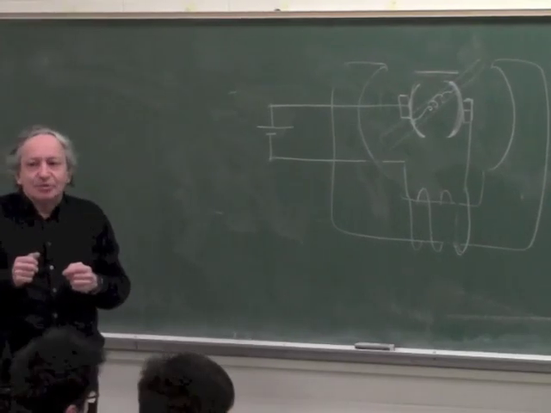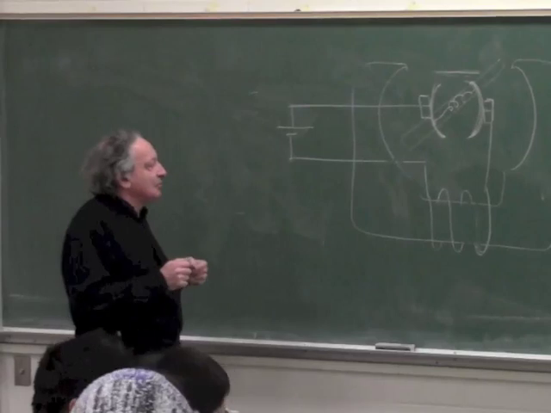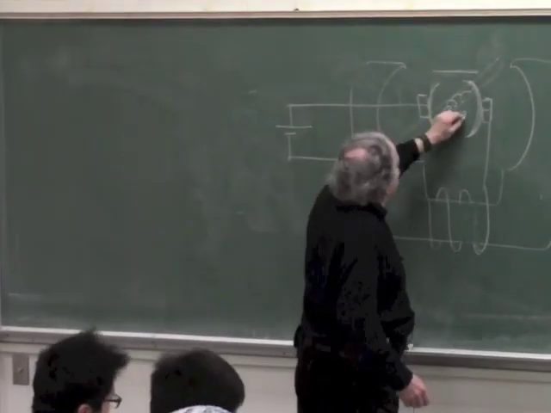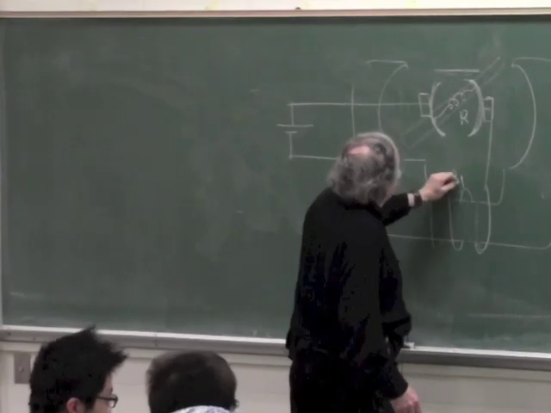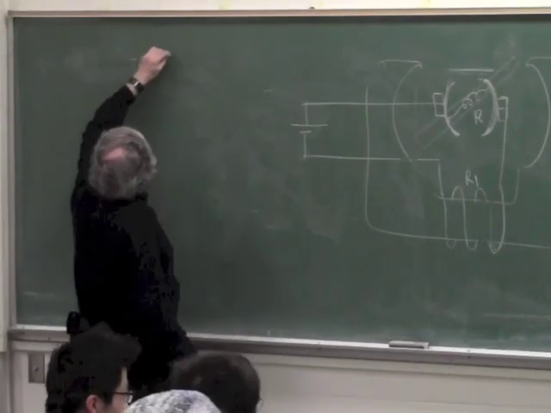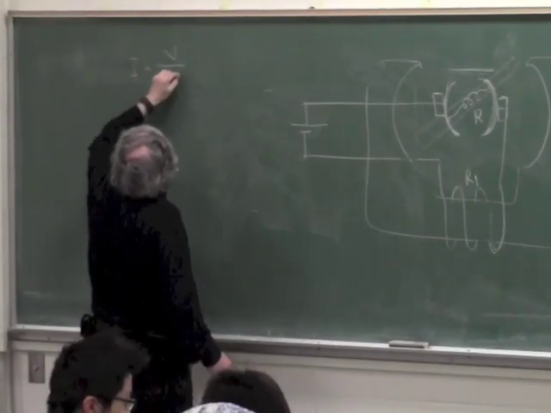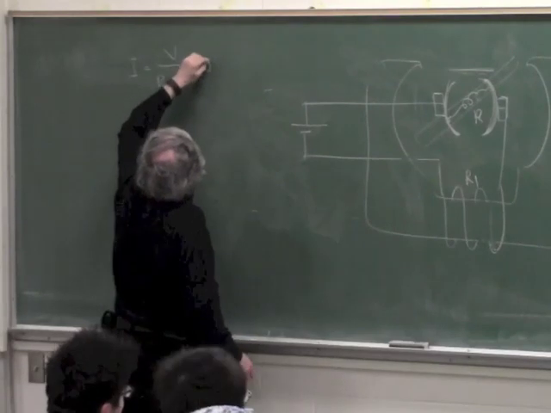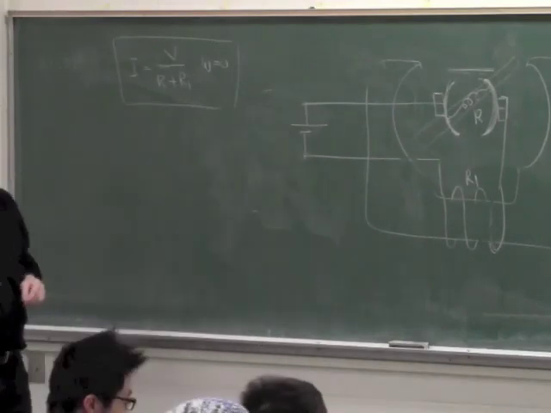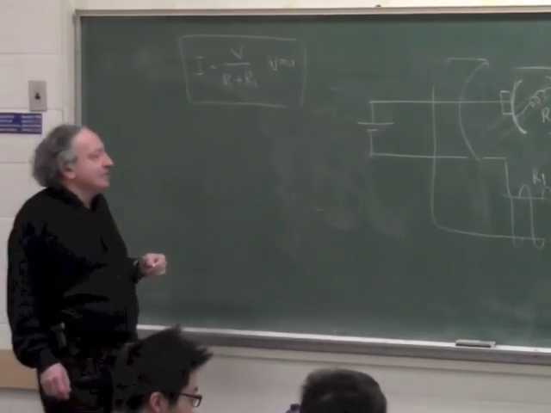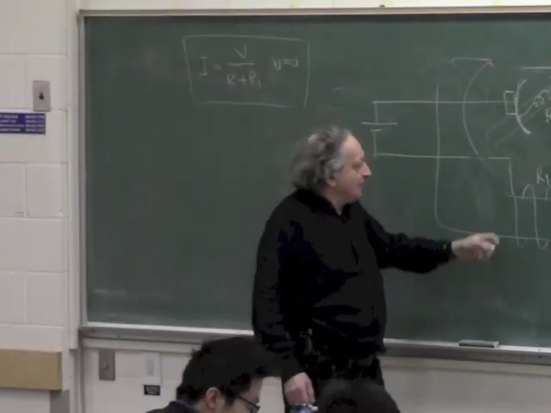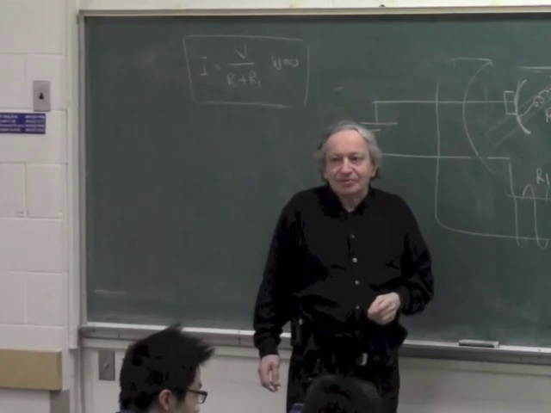When you start the motor, the first minute you start the motor, there is no EMF. So if we call this R like before, and we call this R1, when we start the motor, I equals V divided by R plus R1, and this is when omega equals 0. So when you start the motor, there is a fairly high current, which means the B is very strong.